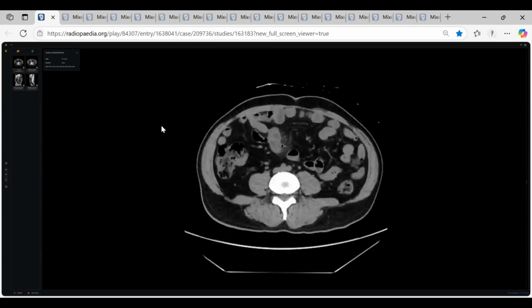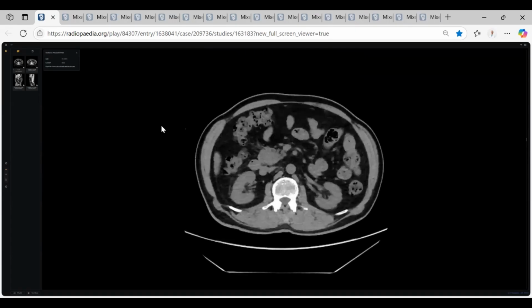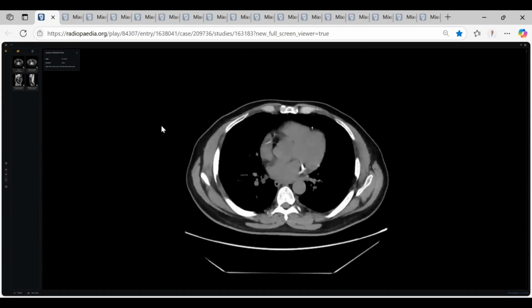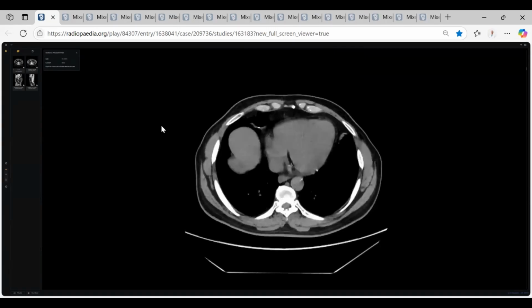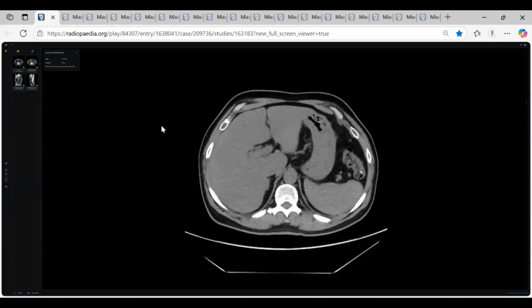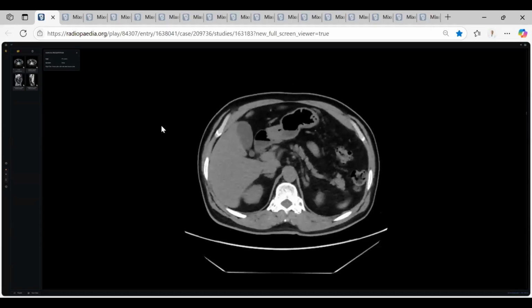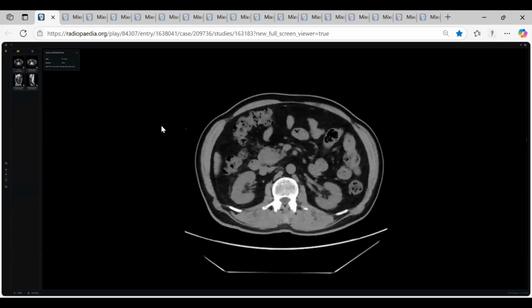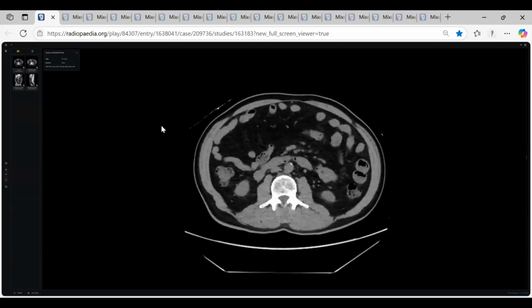More than excellent, doctor. Thank you so much, doctor. Do you want to exclude anything else from this exam? I will check the lung window to rule out any pneumoperitoneum. Thank you, doctor, so much.